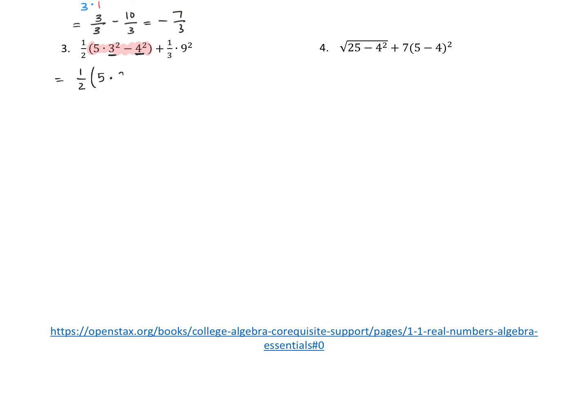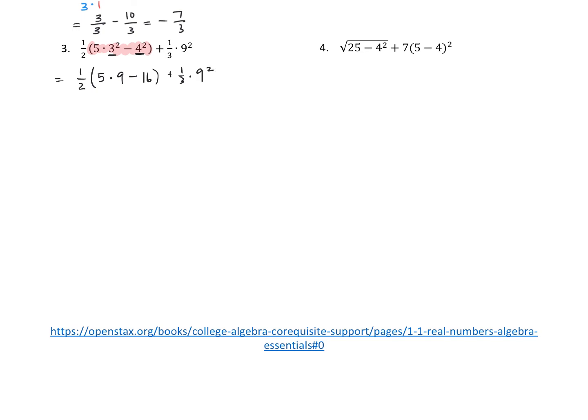3 squared is 9. This 4 is not in parentheses. So the exponent of 2 only applies to the 4, not the negative. So we bring down the minus. 4 squared is 16. And then we're going to bring the other stuff down.